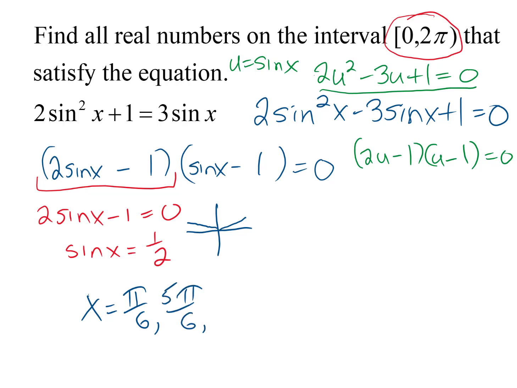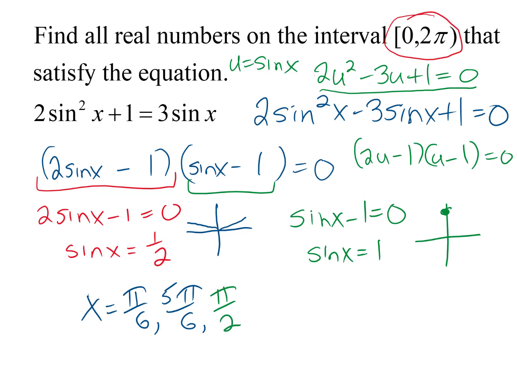And now we need to go over to this other factor and put that equal to 0. So we'd have sine x minus 1 equals 0, and that means sine x equals 1. And we think, where on the unit circle is the sine 1? And there's just one spot. It's right there at pi halves. So we also get pi halves.